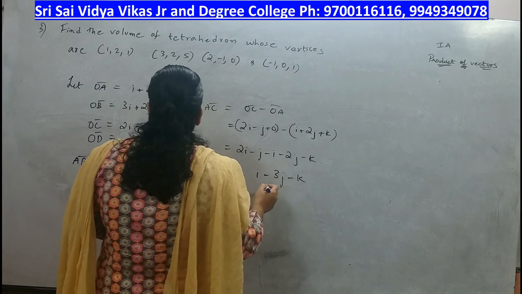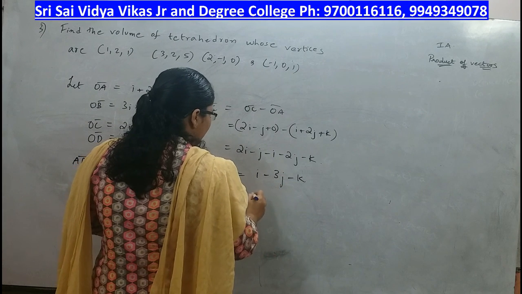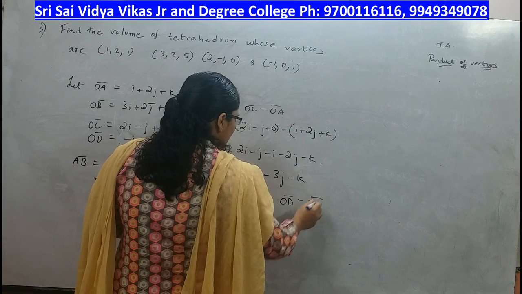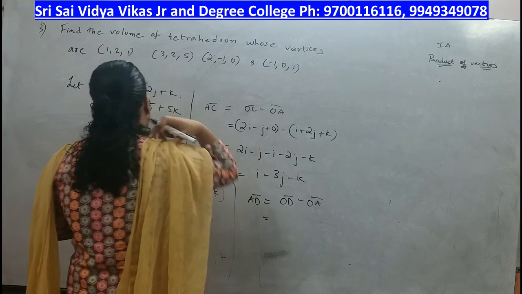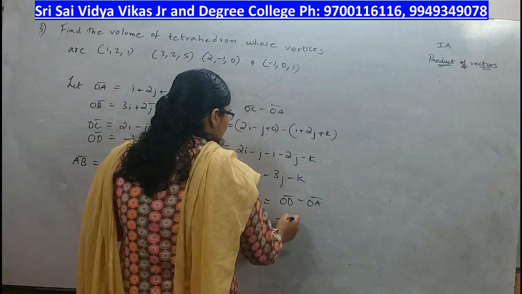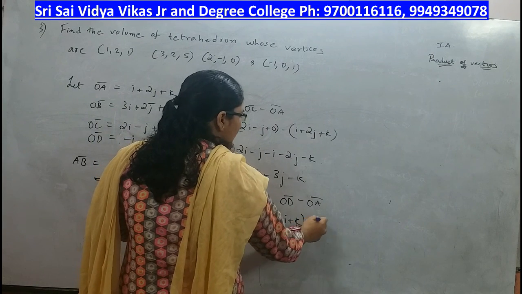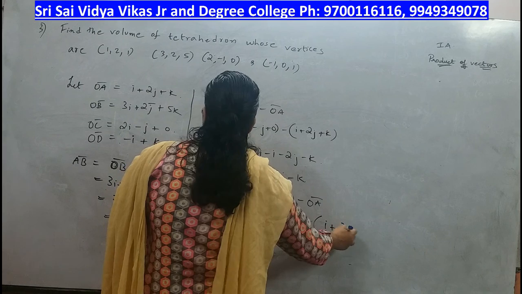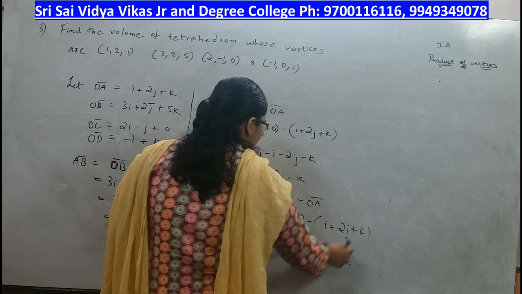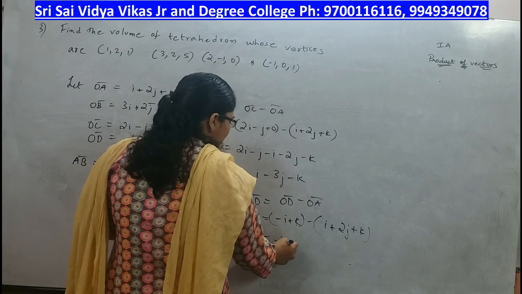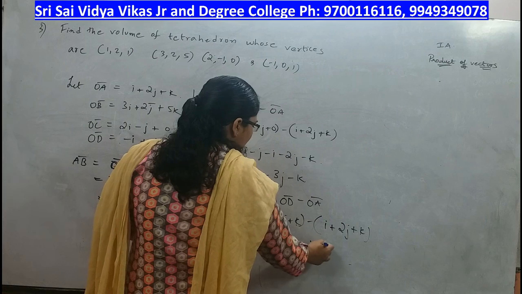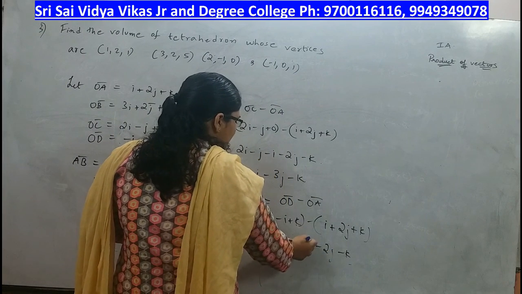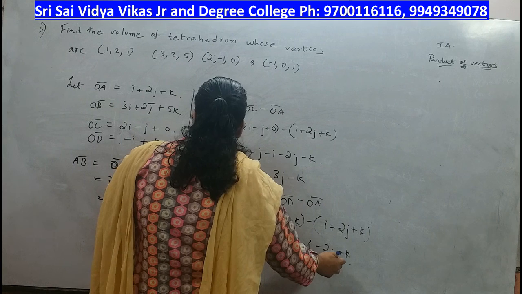Yes. Then you have to find AD, OD minus OA. What is OD? Minus i plus k minus OA, i plus 2j plus k. Minus i plus k minus i minus 2j minus k. Plus i minus i cancel, plus k minus k cancel.